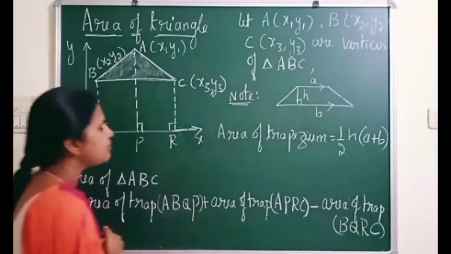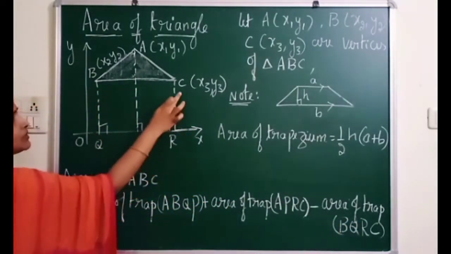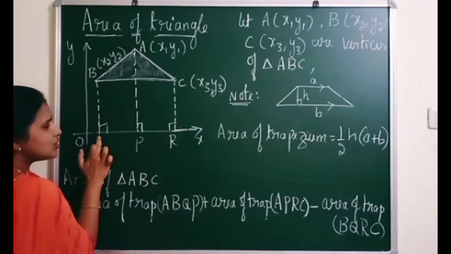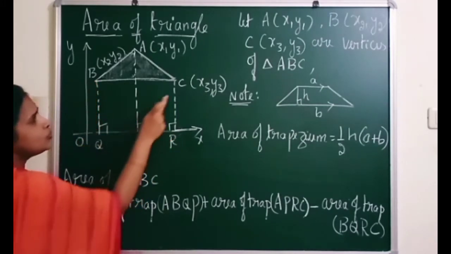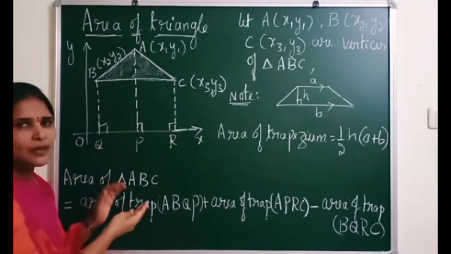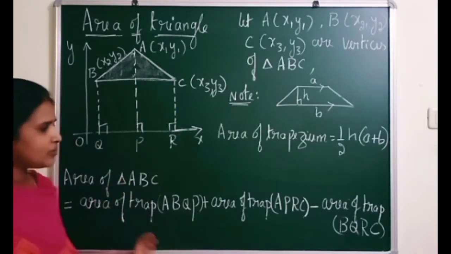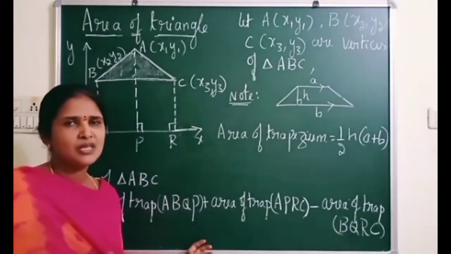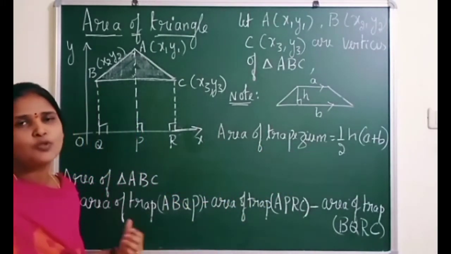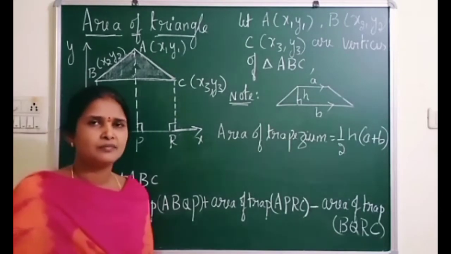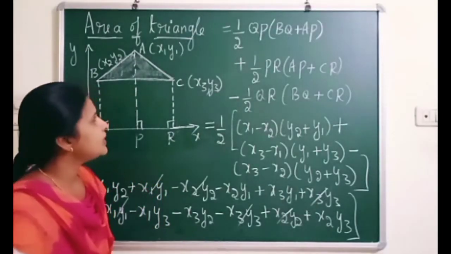Minus the area of trapezium BQRC becomes half into, what is h here? QR into sum of parallel sides BQ plus CR. Now let us substitute all this area of trapezium in three trapeziums using this formula and substitute the values to get the formula of triangle. Now let us continue the proof of this.